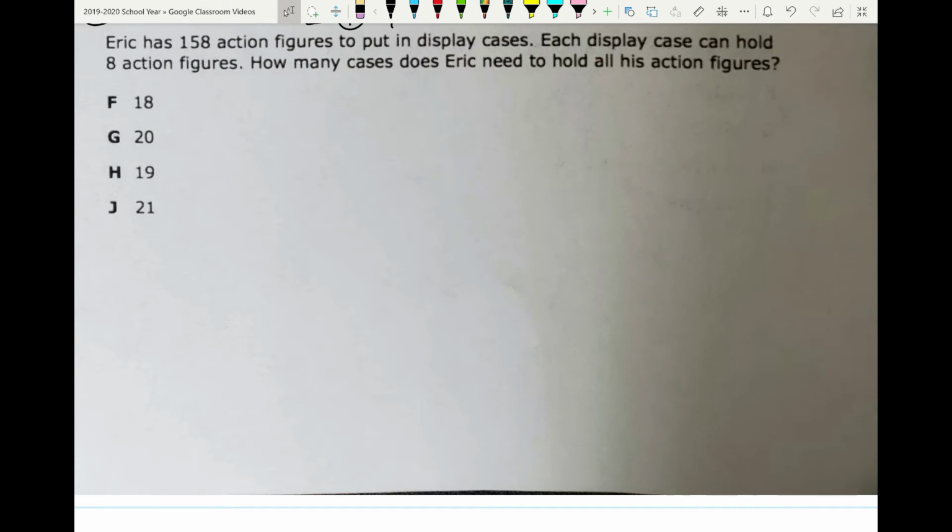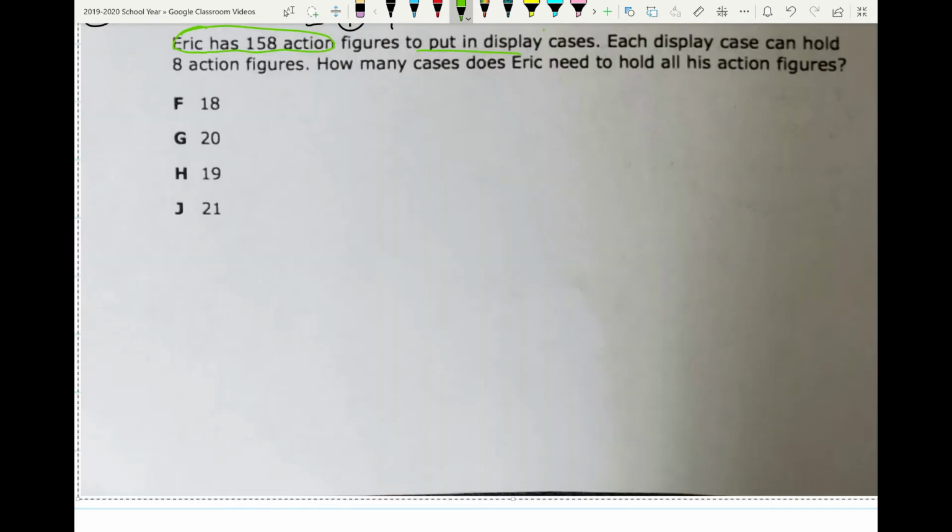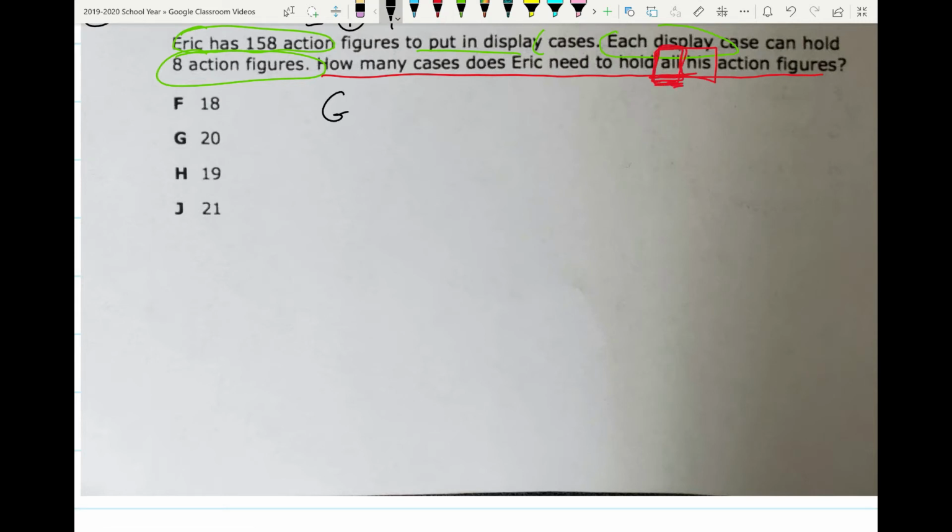Okay, so let's see, what do we know? We know we have 158 action figures to put in display cases. Each display case can hold at least 8 action figures. My question is, how many cases does Eric need to hold all his action figures? All. Okay, that's very important. All his action figures. Right. G times E equals T.